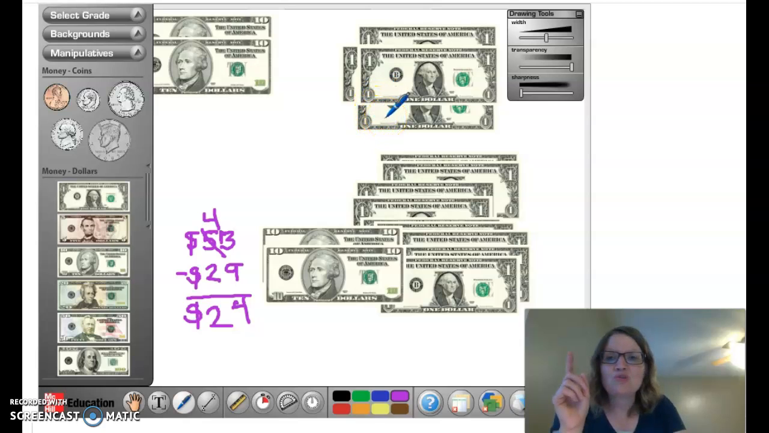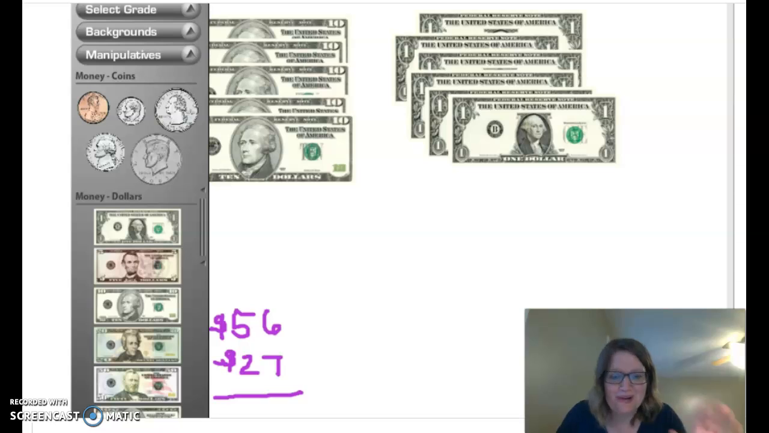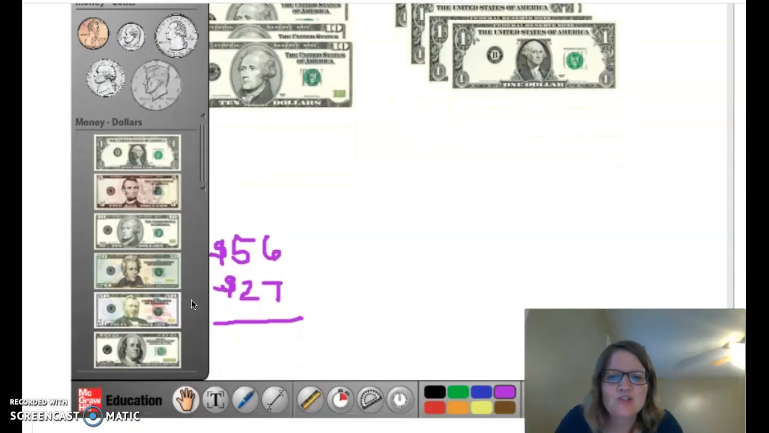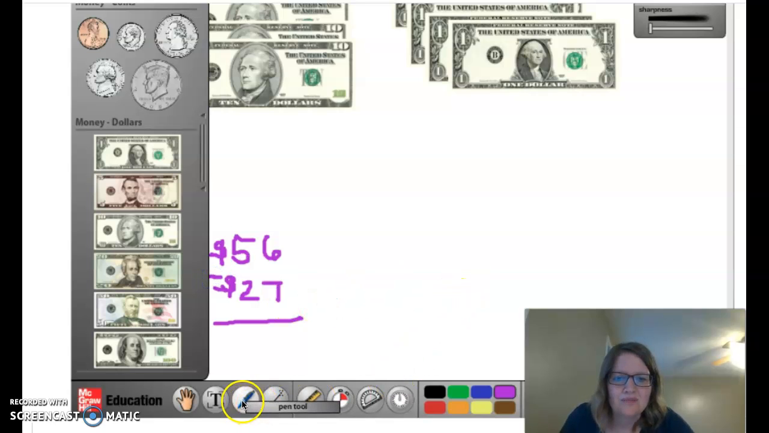I'm going to try another one. So let me clear off the board and we'll try another one. Here is our next little problem. It is $56 minus $27. Okay, let me get my pen. We're going to put a little minus sign right there. There we go. This pen does not work as well as my other pen, but that's okay. Here we go.